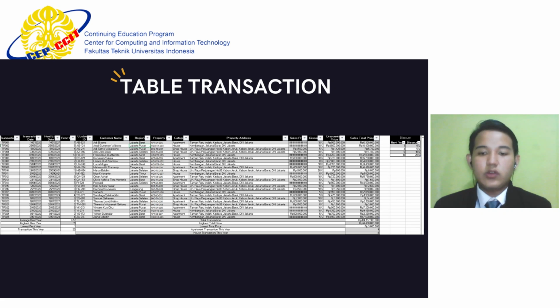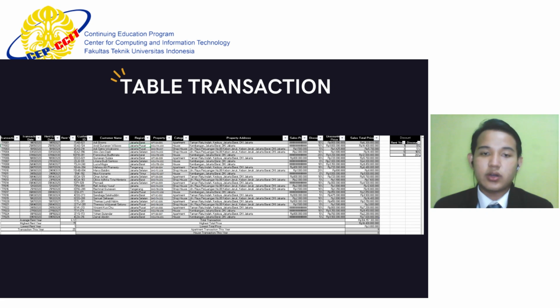Table transaction. From this table, we can get information about the transaction history that happened. In this table, there are 14 columns, beginning with the transaction ID. The transaction ID is the unique ID for the transaction that happened, and the next column is transaction date, which is when the transaction happened. The next columns are rent end date and rent year. Rent end date is the date when the rent ended. Rent year uses DATEDIF, referring to the rent end date and transaction date in years.